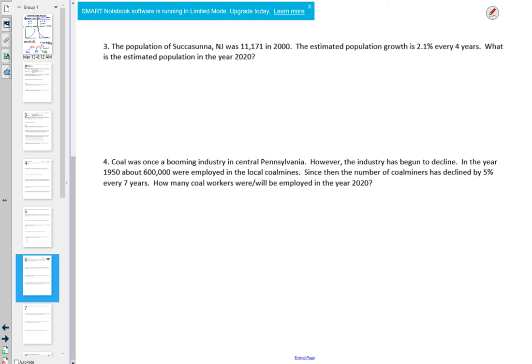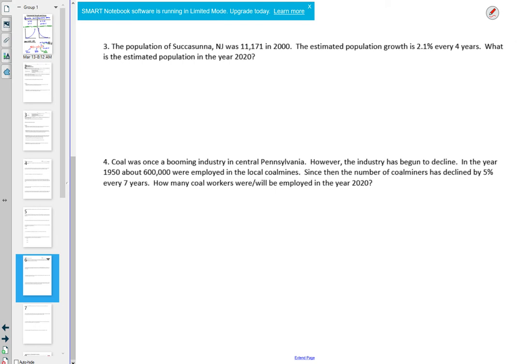Coal was once a booming industry in central Pennsylvania. However, the industry has begun to decline. In the year 1950, about 600,000 were employed in the local coal mines. Since then, the number of coal miners has declined by 5% every 7 years. How many coal workers were or will be employed in the year 2020? Ooh.